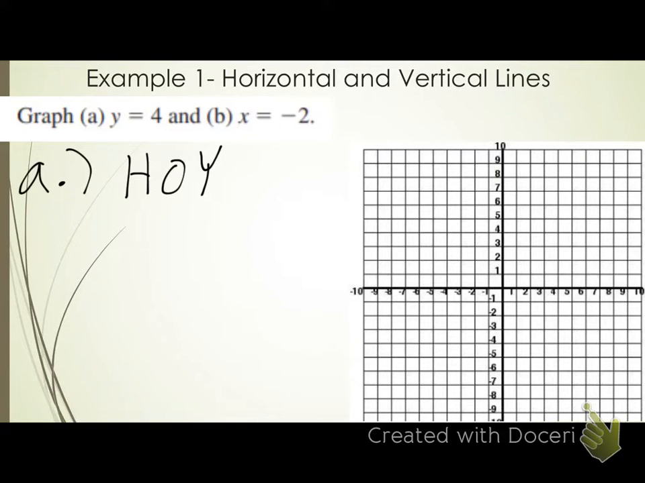So which axis is this crossing? My y-axis. Where is it crossing the y-axis at? 4. So I put a point at 4 on the y-axis. Hoy tells me it's going to be what kind of line? Horizontal. So draw a horizontal line through that point, and there's my graph. I'm done with the problem. Pretty easy? Write the word Hoy. Draw your line where it's supposed to go.